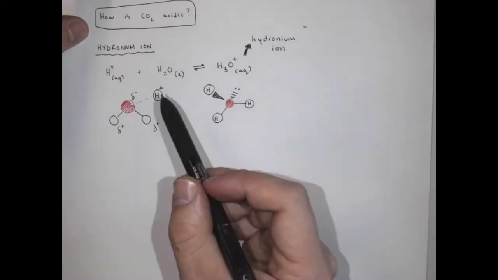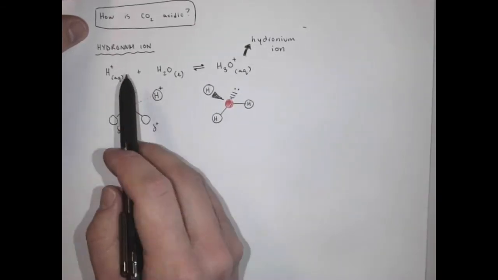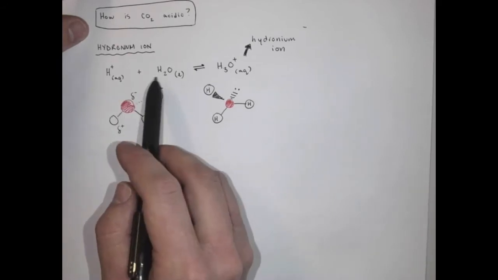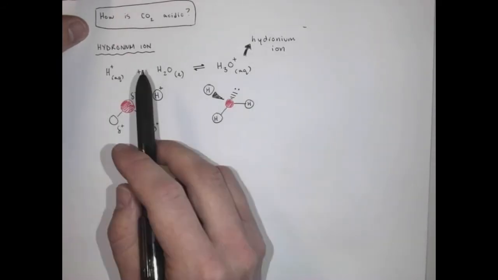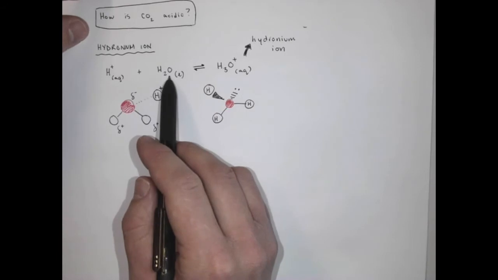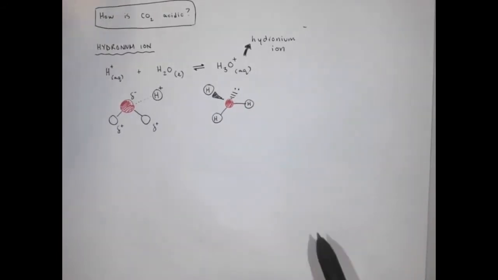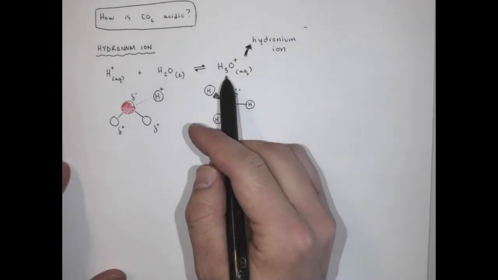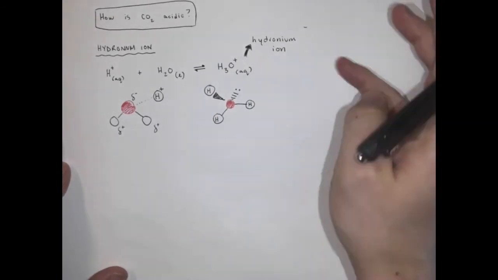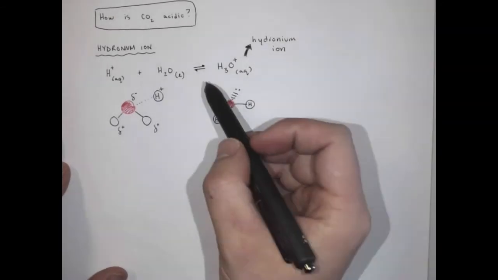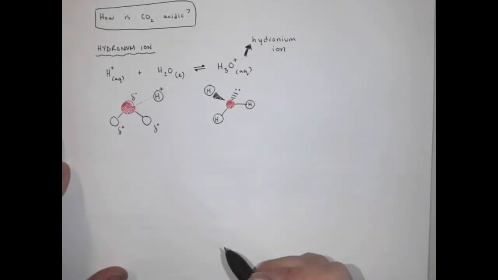So in reality, it's a little bit more accurate to think of hydrogen ions in water as hydronium ions, because hydrogen ions will react with water to form hydronium ions. And this is the key to understanding how we can find substances like CO2 that display acidic properties. So it's this presence of a hydronium ion. So we're going to make some modifications to this theory that involve the hydronium ion.